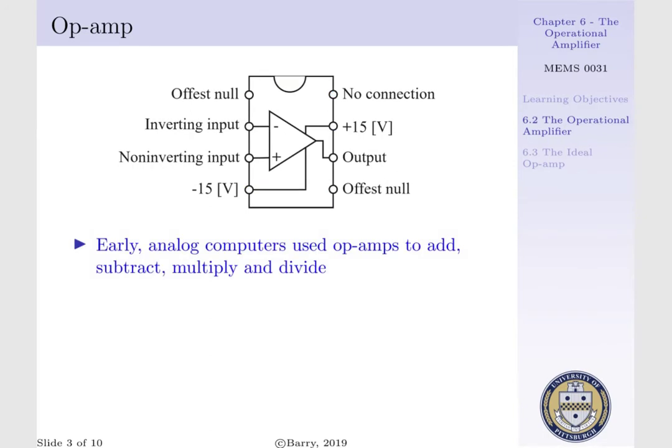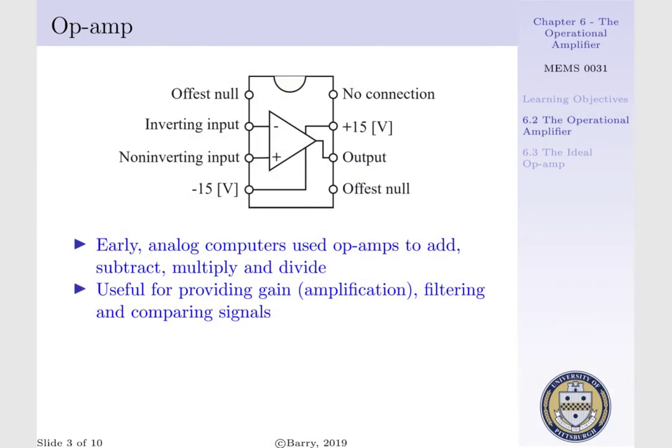Operational amplifiers are quite unique, for early analog computers used these devices for mathematical operations, namely addition, subtraction, multiplication, and division. Operational amplifiers are also very useful for providing gain, i.e. amplification, or attenuation, i.e. a reduction of signal, for filtering a signal, or comparing two signals.